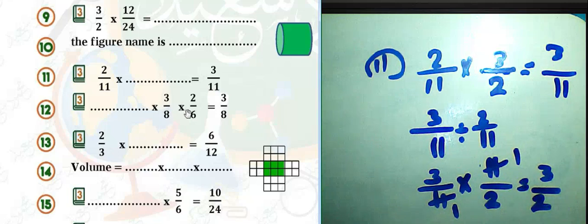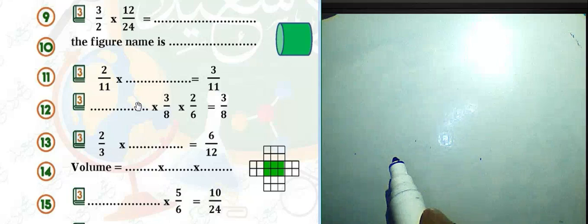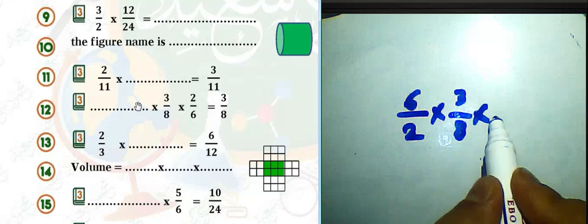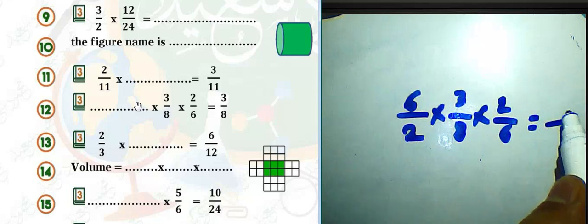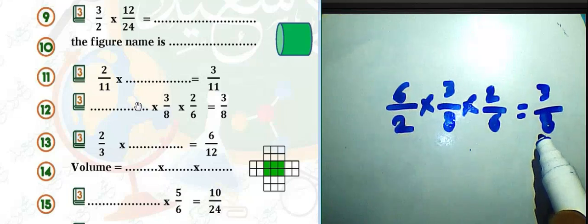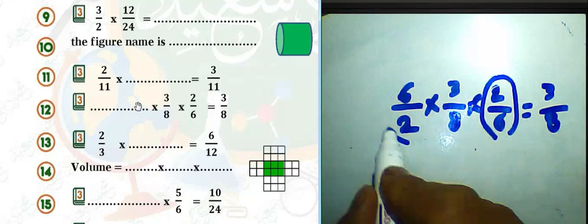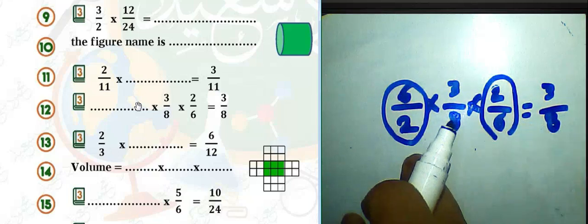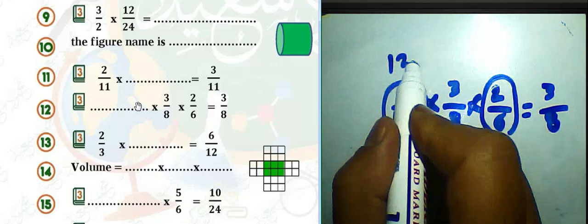Space times 3 over 8 times 2 over 6 equals 3 over 8. We know 3 over 8 here, and 2 over 6 multiplication inverse will be 1. We must write here 6 over 2. 6 over 2, okay? 6 over 2 multiplication by 3 over 8 multiply by 2 over 6 will be 3 over 8. Why? Because 2 over 6 multiplication 6 over 2 equals 1. This is the multiplication inverse of this fraction. Then you must write in the space 6 over 2 for question 12.